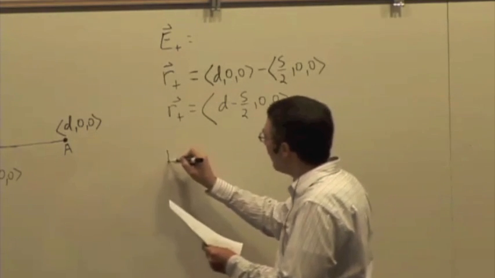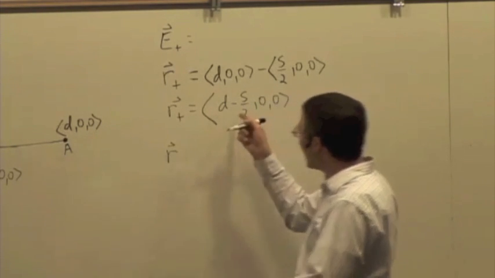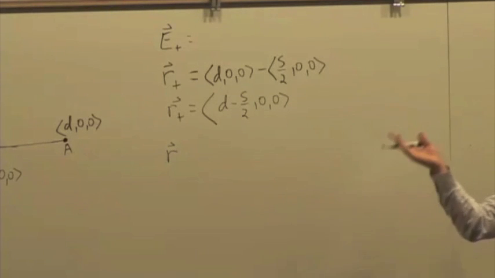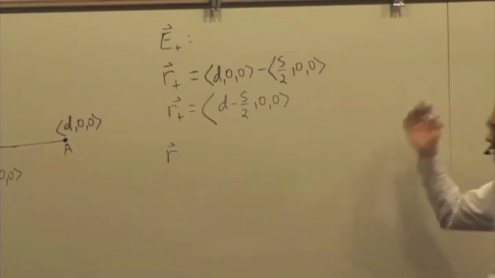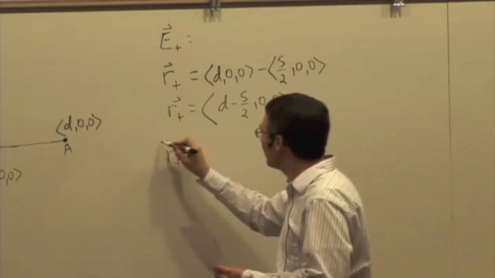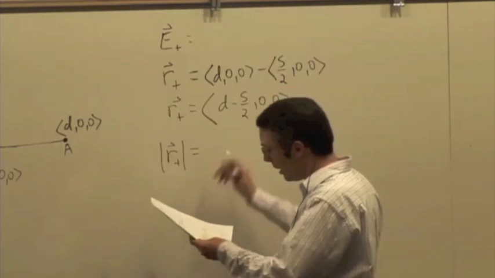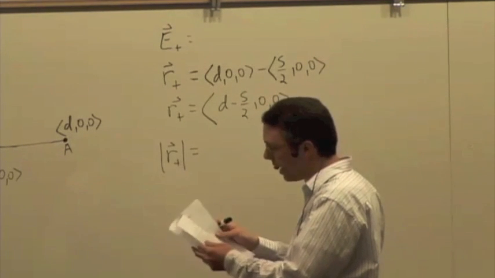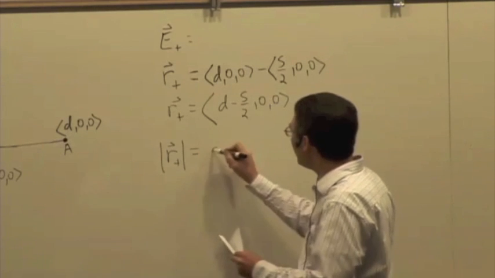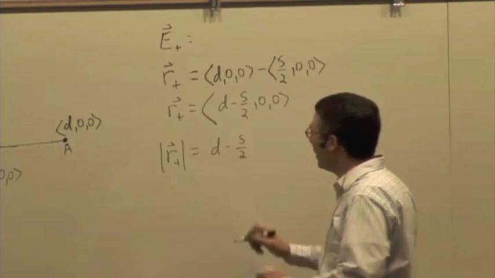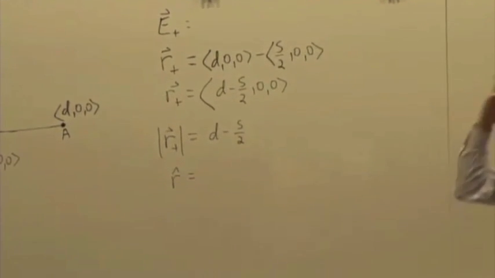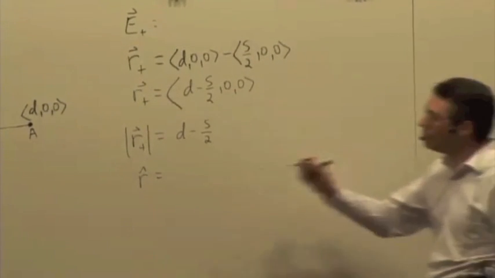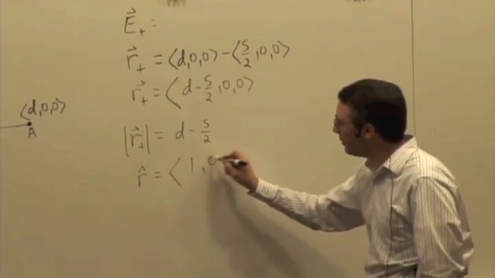We can then find the magnitude of this vector, and since it only has an x component, the magnitude is just D minus S over 2, right? So we have D minus S over 2 for our magnitude. And then, of course, the unit vector, which we could just get by eyeballing this, is going to be 1, 0, 0, right?